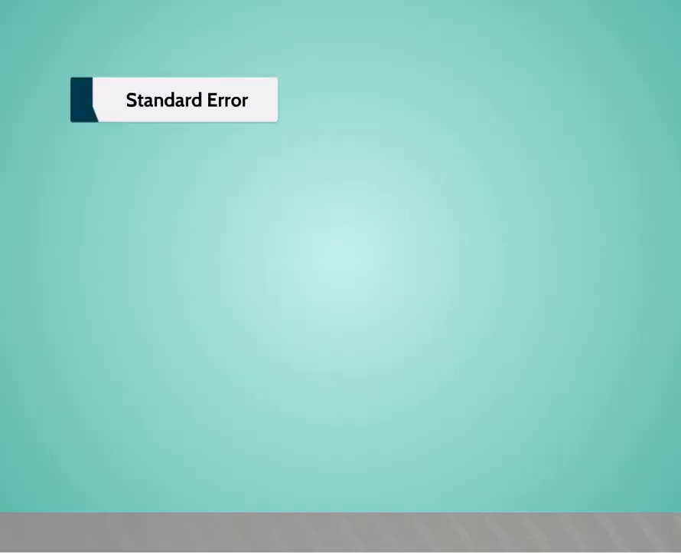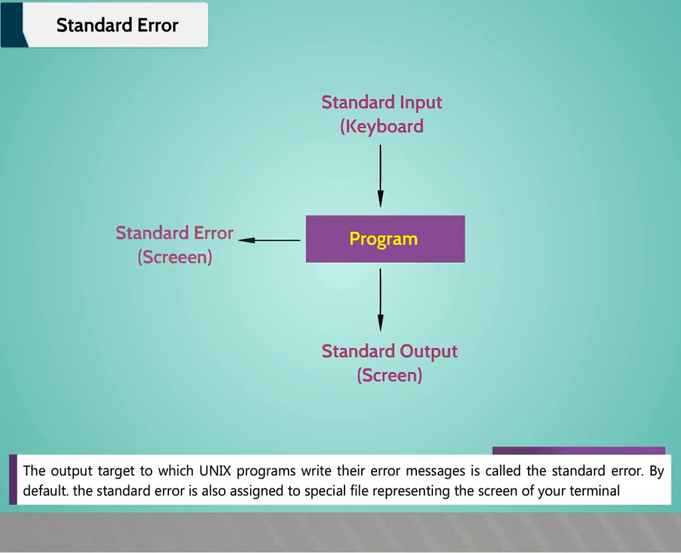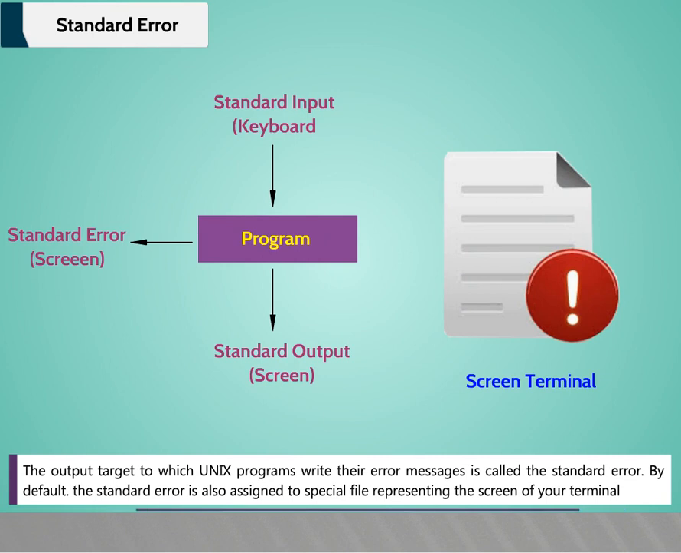Standard error. The output target to which Unix programs write their error messages is called the standard error. By default, the standard error is also assigned to the special file representing the screen of your terminal.